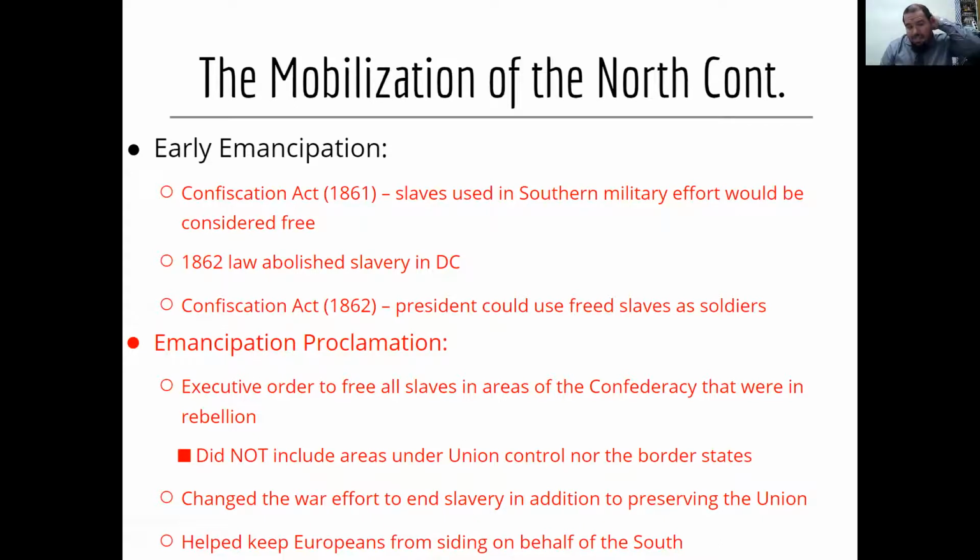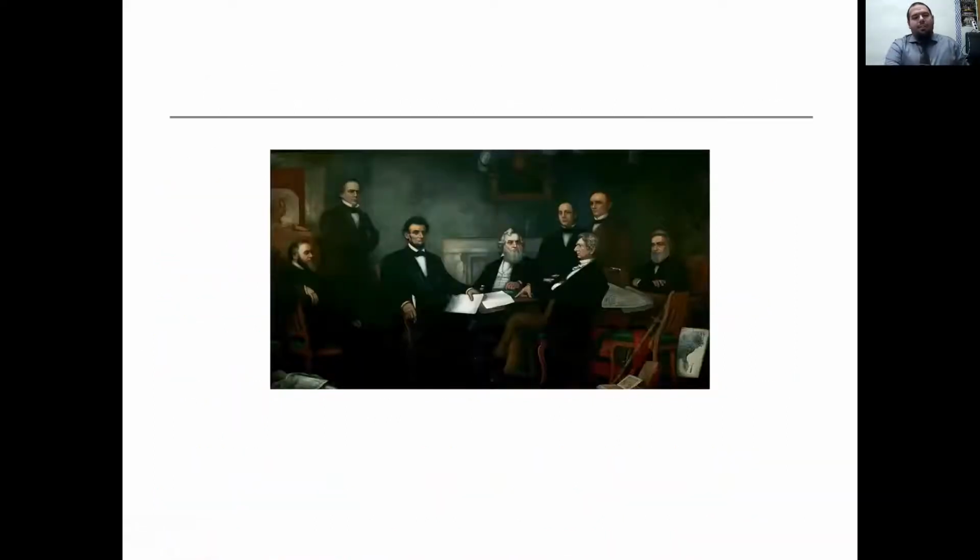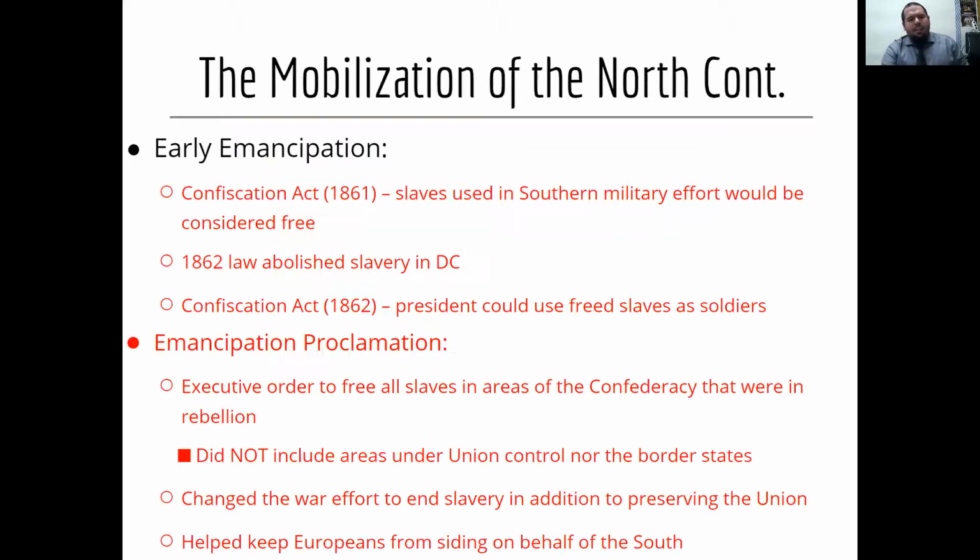And this will also help keep the Europeans from siding on behalf of the South, because these countries, France, Britain, Spain, do a lot of business with the Southern economies, but they're also pro-abolitionist countries. And if the South ain't going to get rid of it, they ain't going to do business. Here's Lincoln. I believe this is him about to sign the Emancipation Proclamation.